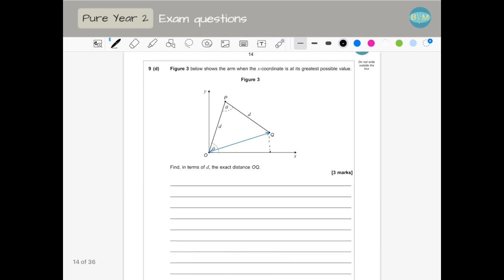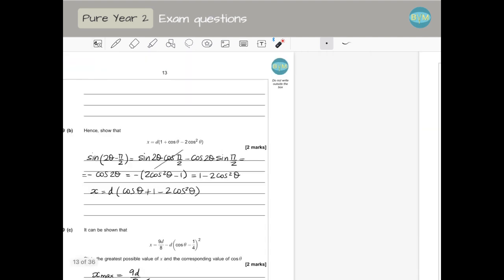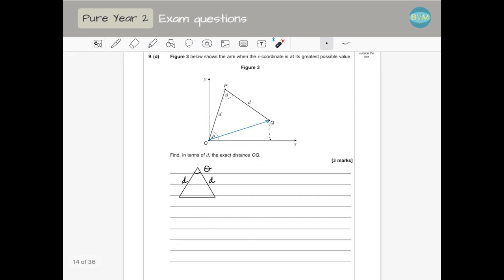We have an isosceles triangle. So this isosceles triangle, we have something like this. This is d, this is d, and this is theta. And we know what theta is when this is maximum. We don't know theta, but we know cos theta. We know cos theta is 1/4. We just found it. So here, cos theta is 1/4. So what we can use to find this distance OQ, that's what I need, I'm not going to write it x because we are going to get confused. We can use the cosine rule.